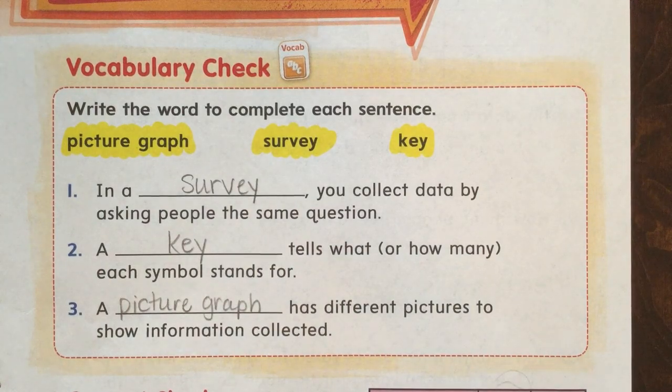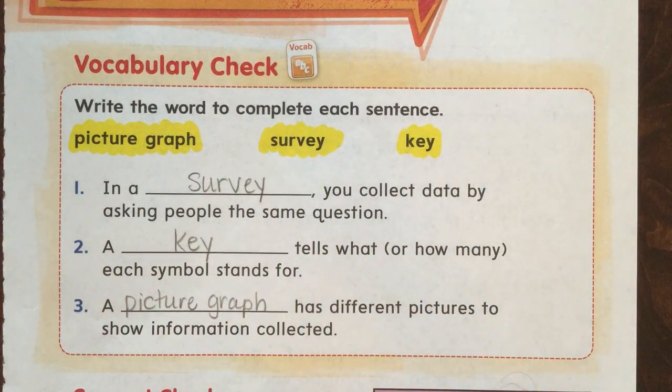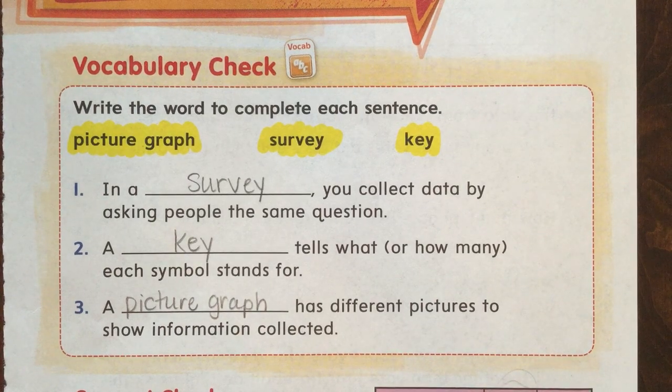So let's take a look at the vocabulary check. Number 1, in a survey, you collect data by asking people the same question. So your answer was survey, and of course you have it spelled correctly because the word is in the word bank. Number 2, a key tells what or how many each symbol stands for. The word is key. Number 3, a picture graph has different pictures to show information collected. So you should have filled in the third blank with the words picture graph. Okay, does yours look like mine?